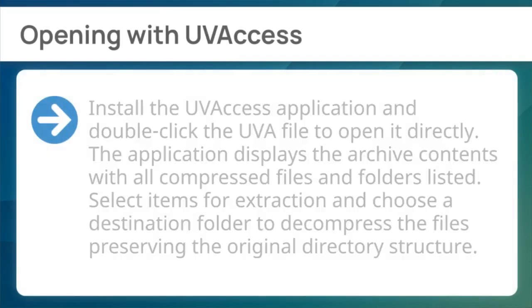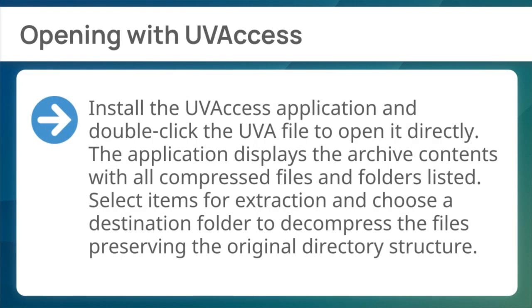First, opening with UVAccess. Install the UVAccess application and double-click the UVA file to open it directly. The application displays the archive contents with all compressed files and folders listed. Select items for extraction and choose a destination folder to decompress the files, preserving the original directory structure.